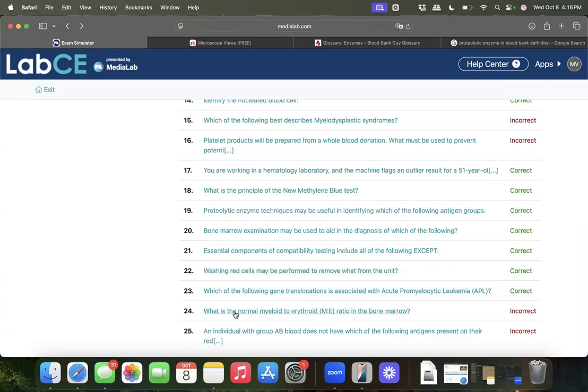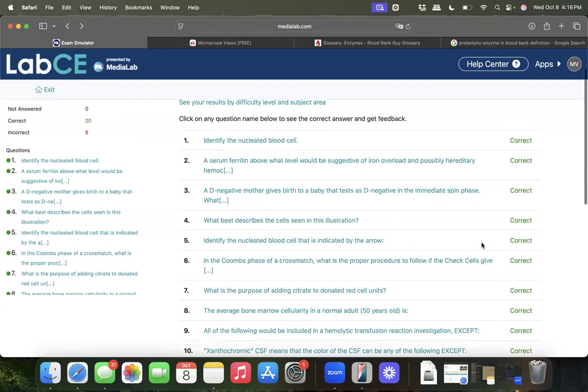Okay. Normal myeloid to erythroid ratio in the bone marrow. Tell me. Normal ME ratio in the bone marrow. 4 to 1, 2 to 1, 2 to 1, 4 to 1. Yes, perfect. Gene translocations. Yeah, we're not even going to worry about that. But pretty much you guys did really well on this one. I feel like you have a strong hold on hematology.